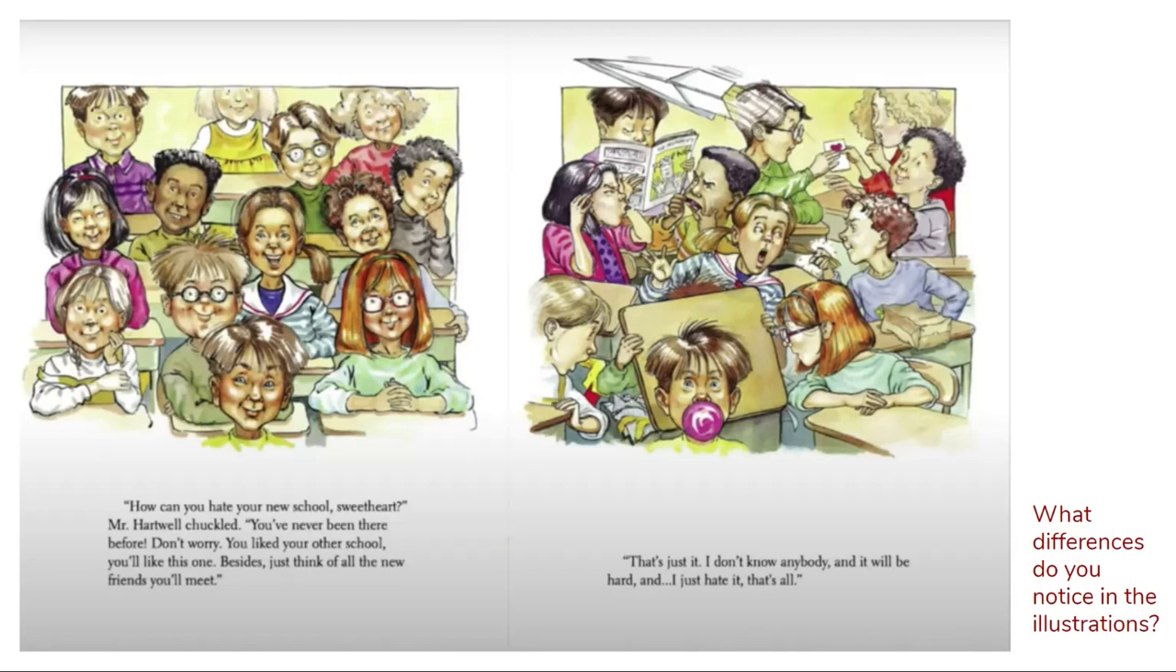That's all. So I want you to look at the two illustrations. We have a picture on the left and a picture on the right, and they look very different. I want you to think about what are the differences that you notice. I notice on the left that the children look very happy, they look calm, and they look like they're ready to learn. And on the right, the children look like they're kind of going crazy. They're not listening, and there's chaos in the room.